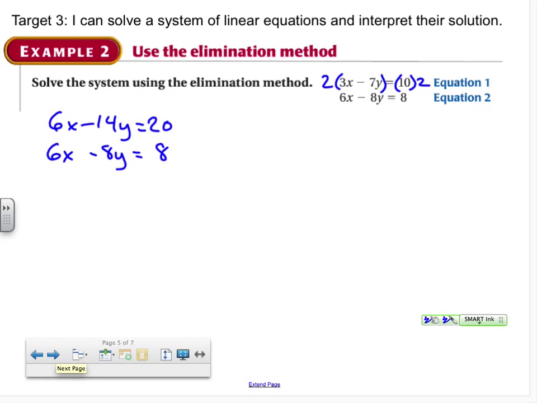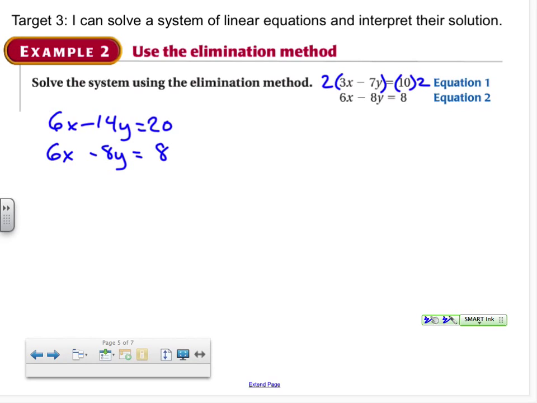Now I want to add or subtract to eliminate. You have to do a little thinking here. What will cause my matchup to eliminate? If I add, will the x's go away? Well, no. 6 plus 6 is 12. They're actually getting bigger. So how about if I subtract? If I subtract, will they go away? 6 minus 6 is 0. Well, yes, they will. So I'm going to subtract.